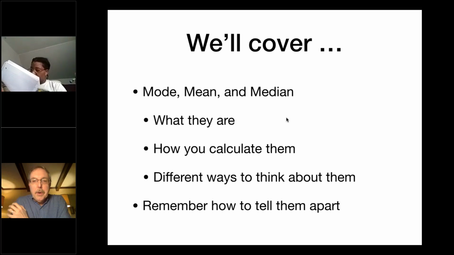Okay, so we're going to cover all 3 of those today. We're going to talk about what they are, how you calculate them, and some other different ways to think about what mode, mean, and median are, and the effects of changing some of the data in them, some of the values. And then, of course, I'll keep reminding you some of these tools so that you can tell them apart. And then we'll check at the end just to make sure, and I'll kind of recap what we've learned.